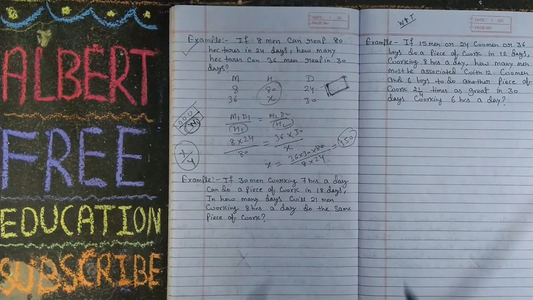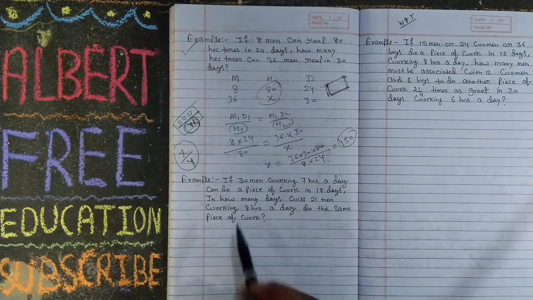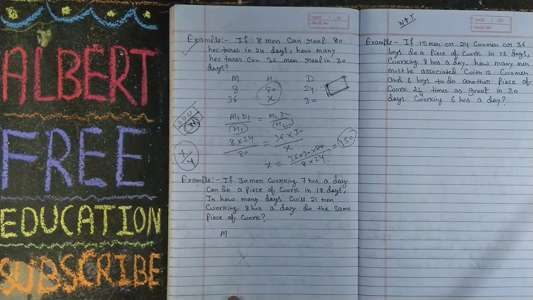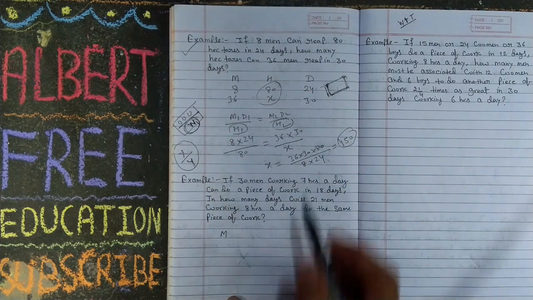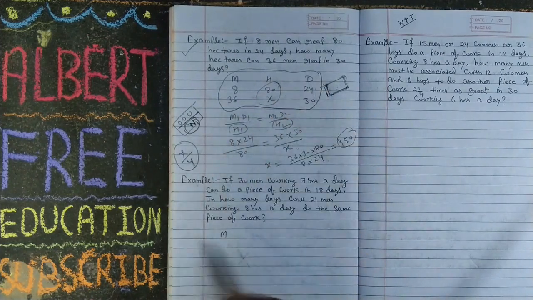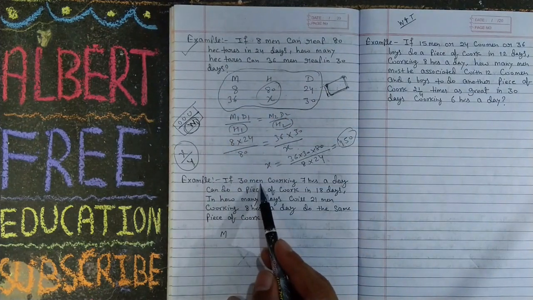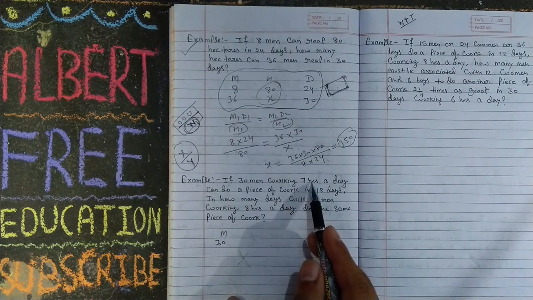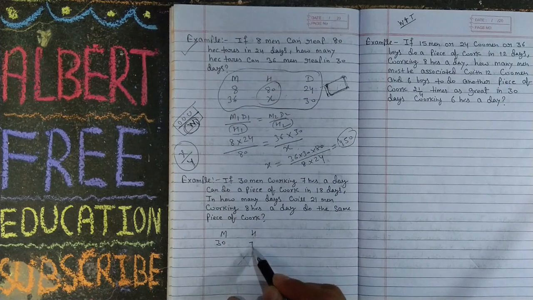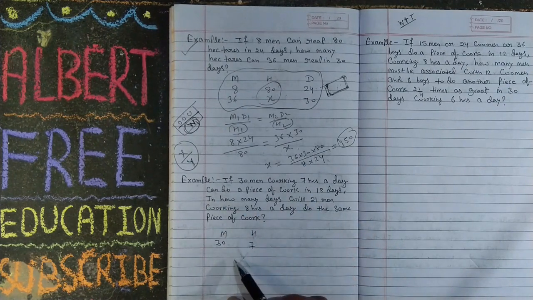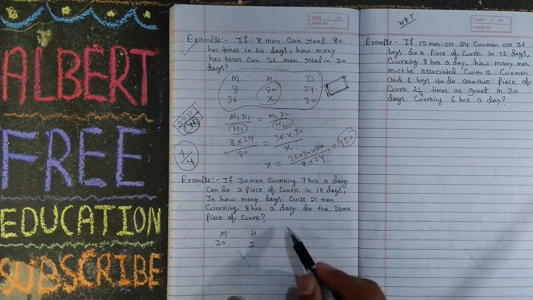Now the next question. In the next question, what they have given is: if 30 men, again we are writing here men, that is also a ratio. Okay, if something is written in this form, that is a ratio. So if 30 men, working 7 hours a day, can do a piece of work in 18 days.